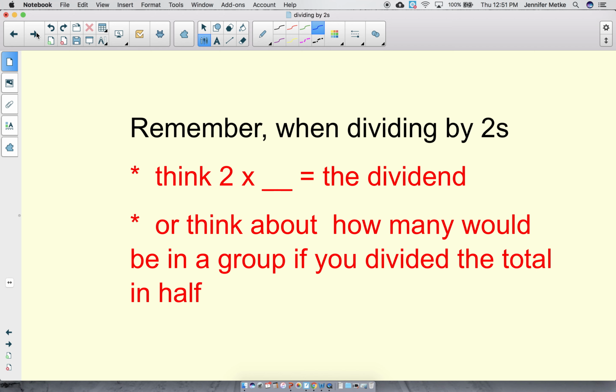Remember, when dividing by twos, think 2 times what equals the dividend, think multiplication, or you could think about how many would be in a group if you divided that total in half.